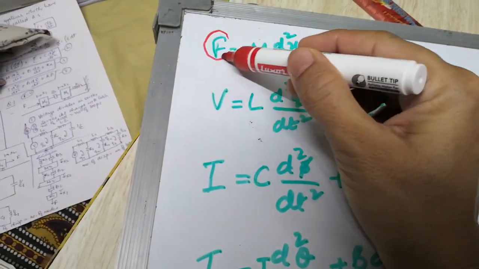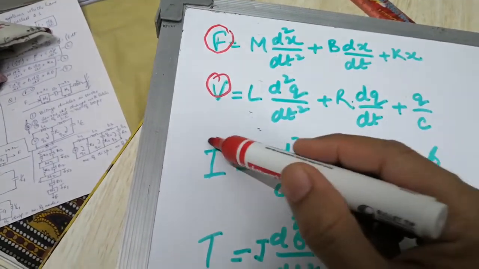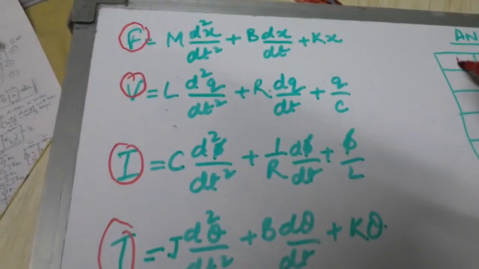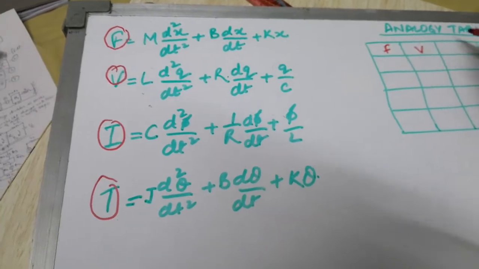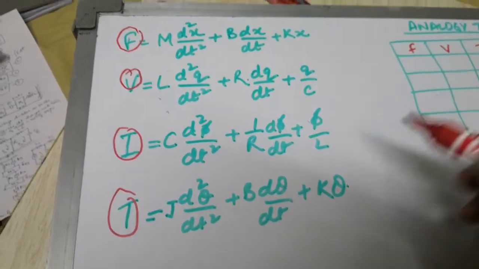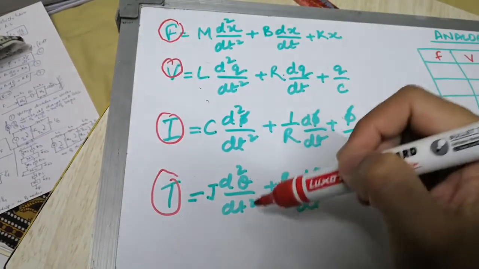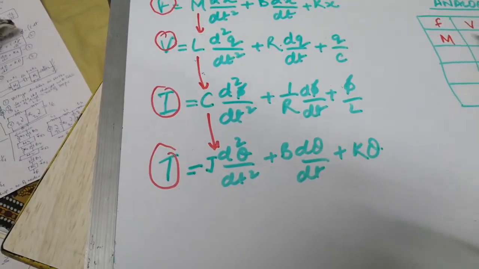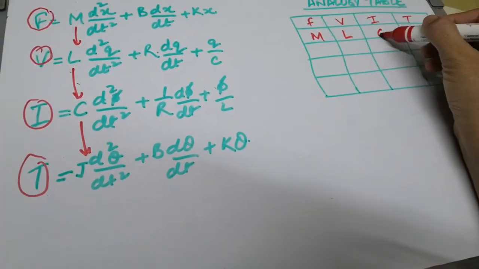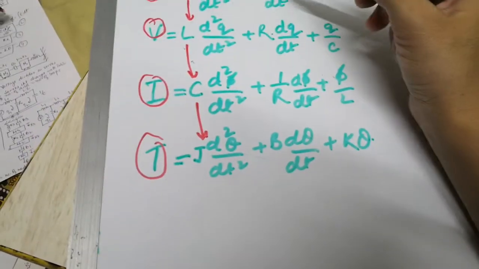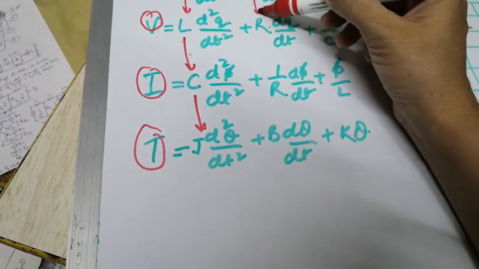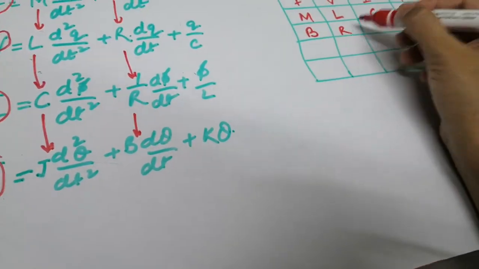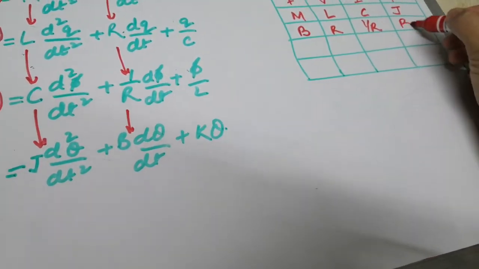So here you can see this is F derived, this is V, this is I, and this is T. So what we are going to do, we are going to write them in separate columns. So here we go with F, V, I, and T. Then you all can see that with the square derivative term, we have got M, L, C, and J. Similarly, with the single derivative term, we have B, R, 1 upon R, and B.